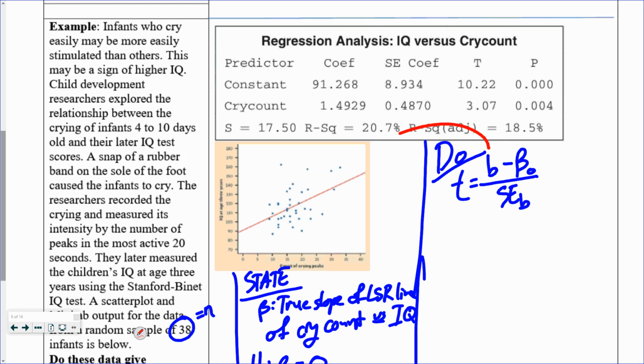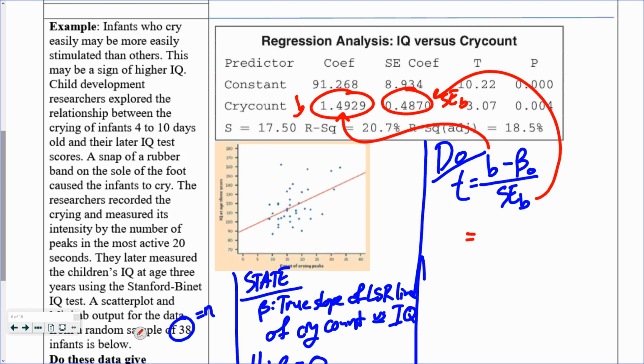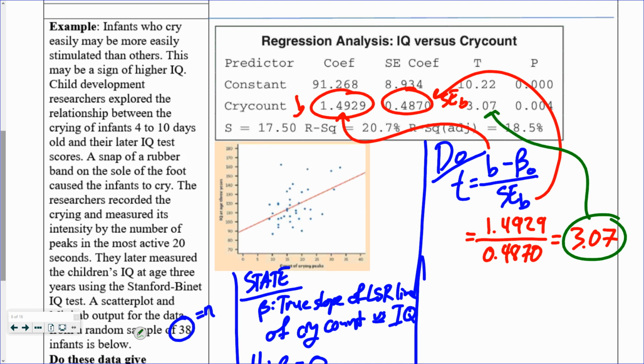So again, there's your b. There's your standard error of b. Okay. So our t statistic is going to be here. 3.07, excuse me, not 3.07, check that. 1.4929 divided by 0.4870, which is 3.07. What do you notice if you're a clever student paying attention? 3.07 is right there. They've already found your t statistic for you. What else might you notice?